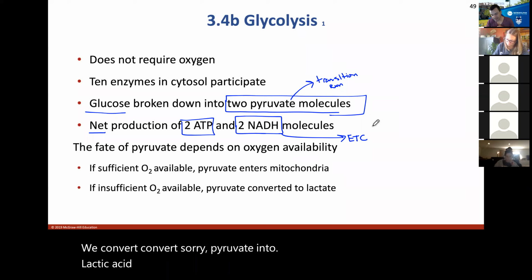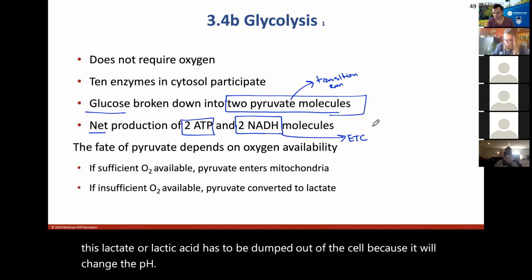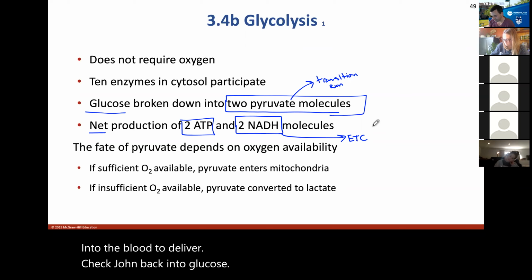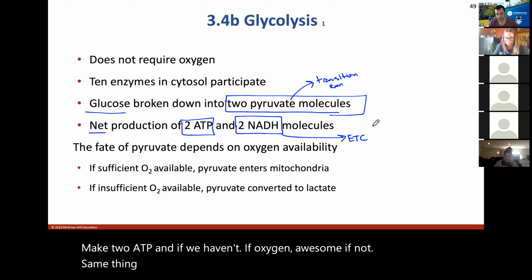This lactate or lactic acid has to be dumped out of the cell because it'll change the pH. Pump it out of the cell, into the blood, to the liver, convert it back into glucose, back into the blood, back into the tissue. Glucose can be absorbed into the cell, make 2 ATP, and if we have enough oxygen, awesome. If not, the same thing happens again.